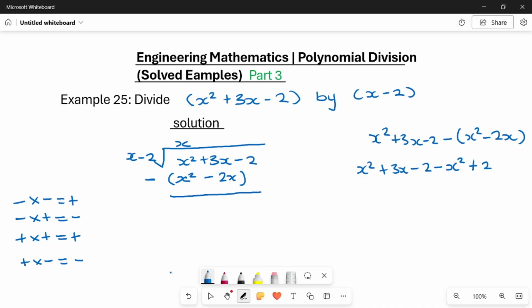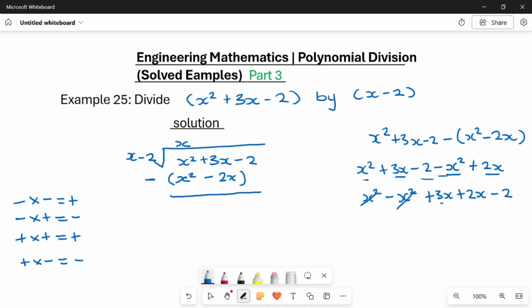plus 2x. So you arrange it: you have x squared, which is this, minus x squared, which is this, then plus 3x, which is this, plus 2x, which is this, then minus 2, which is this. So x squared minus x squared will cancel out. So we're left with plus 3x plus 2x minus 2.